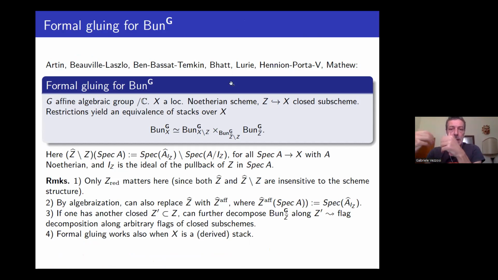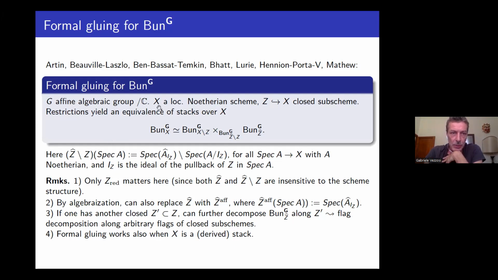Now we start going in the direction of generalizing this construction to surfaces, where we replace the curve C with a surface. So we need a formal gluing result, which is the analog of the Beauville-Laszlo result that is used in geometric Langlands on a curve, for example for the Beilinson-Drinfeld Grassmannian. It's due to many people, some of whom are listed there.